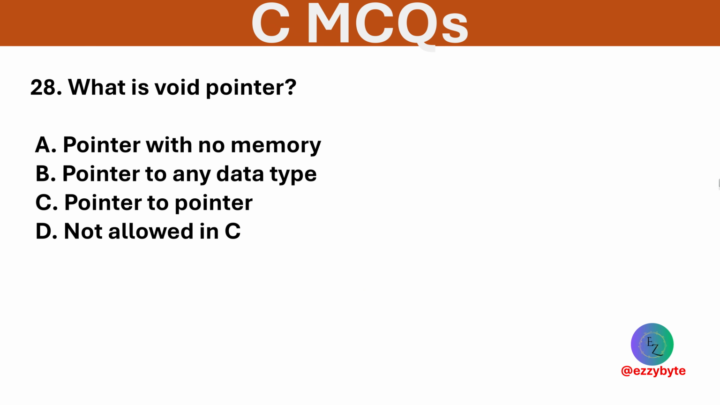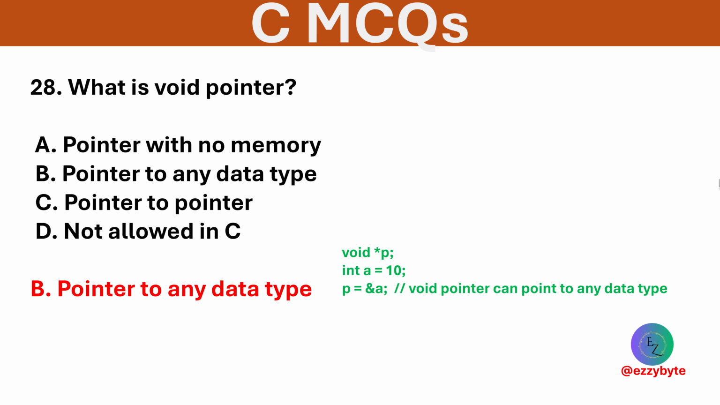What is void pointer? Options are pointer with no memory, pointer to any data type, pointer to pointer, and not allowed in C. Option D is correct. Void pointer can point to any data type.